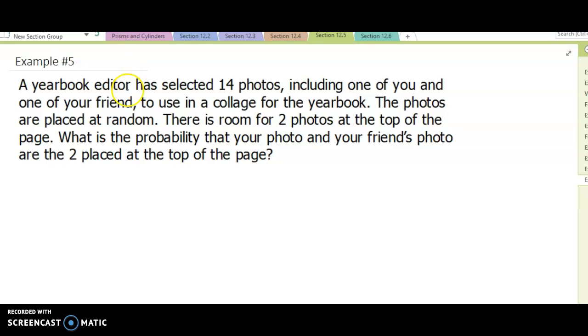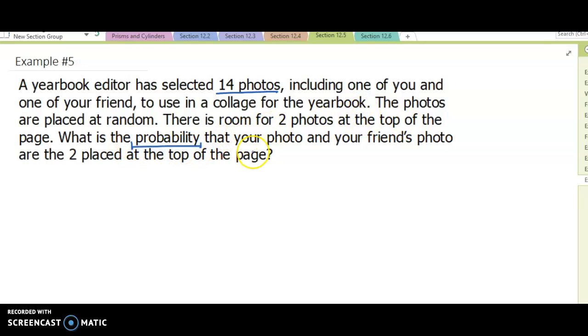All right, last but not least, let's look at example 5 together. It says a yearbook editor has selected 14 photos, including one of you and one of your friend, to use in a collage for the yearbook. The photos are placed at random. There's room for 2 photos at the top of the page. What is the probability that your photo and your friend's photo are the 2 placed at the top of the page? Okay, so here we're wanting what is the probability.